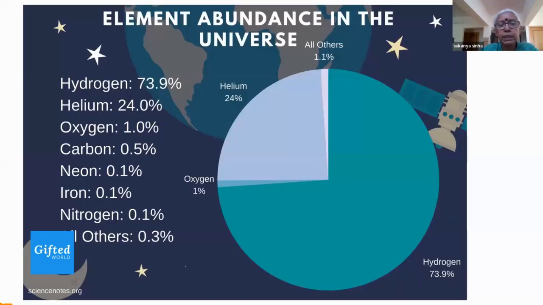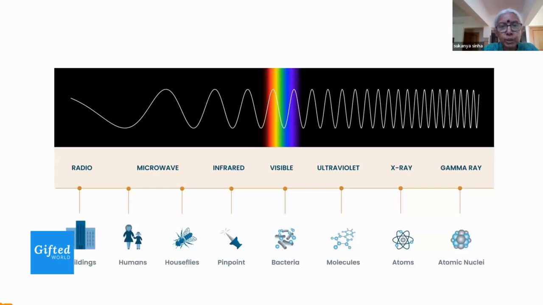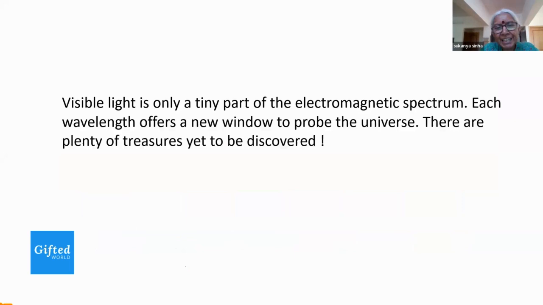So this is not only the stars, even in the entire universe, this is the proportion. Now, notice that visible light is only a tiny part of the electromagnetic spectrum. Each wavelength, like radio, infrared, ultraviolet, X-ray, offers a new window to probe the universe. So there are plenty of treasures yet to be discovered.